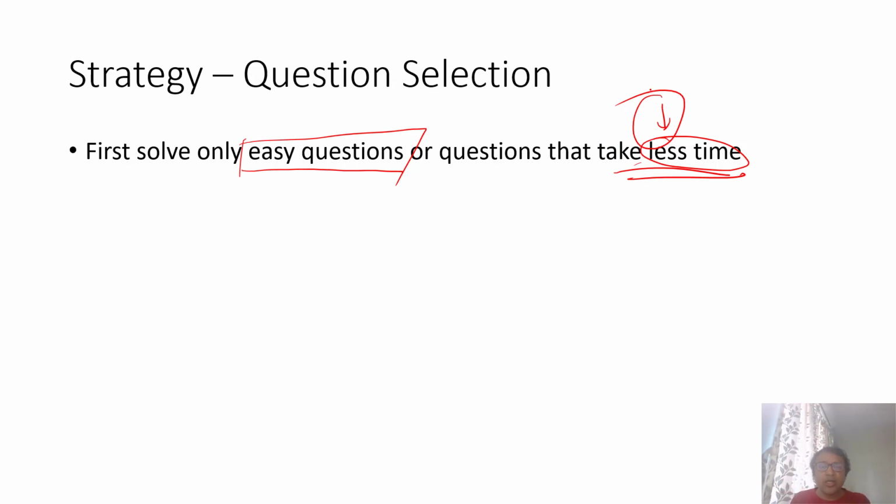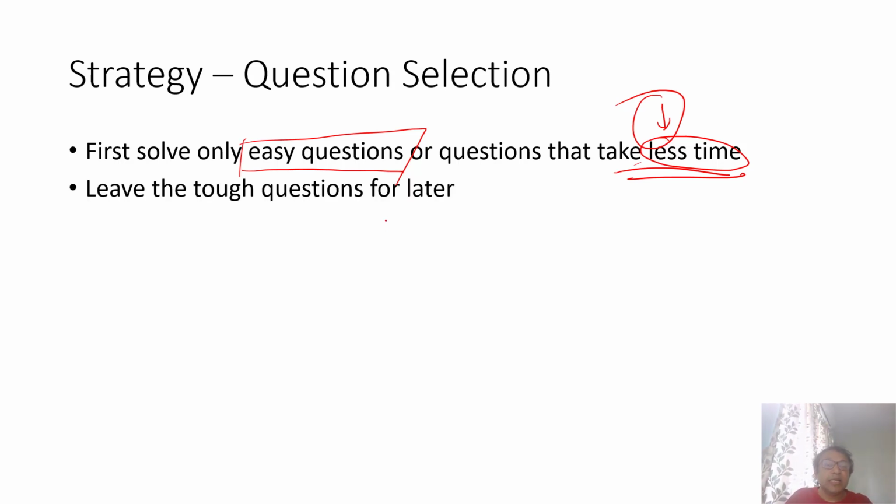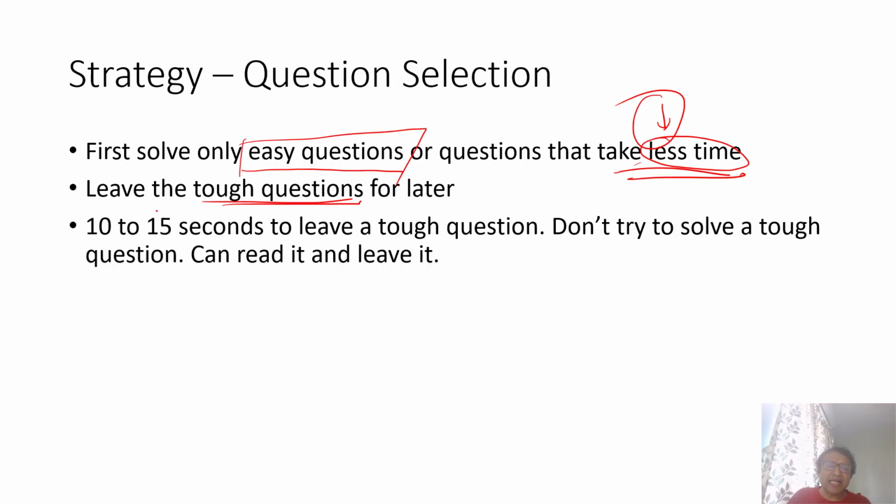Even if you find a question which you know you can solve, but it takes a longer time, it makes sense to leave the question. Leave tough questions for later, very important. If you end up wasting time on tough questions, you will not be able to complete the paper. So read, move forward. It's maximum 10 to 15 seconds to leave a tough question. You see a question, read it, you find it tough, leave it immediately. Don't try to solve all tough questions. Sometimes maybe you can leave it without reading it also, that's fine. But learn to leave tough questions quite fast.